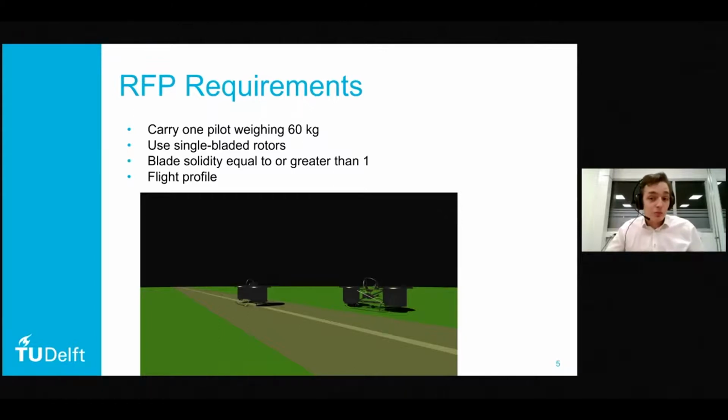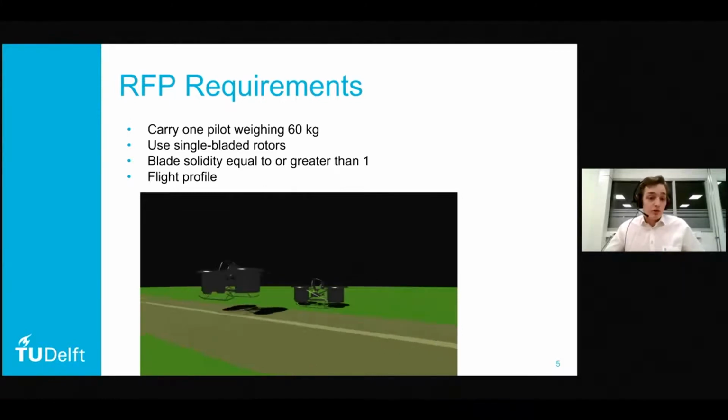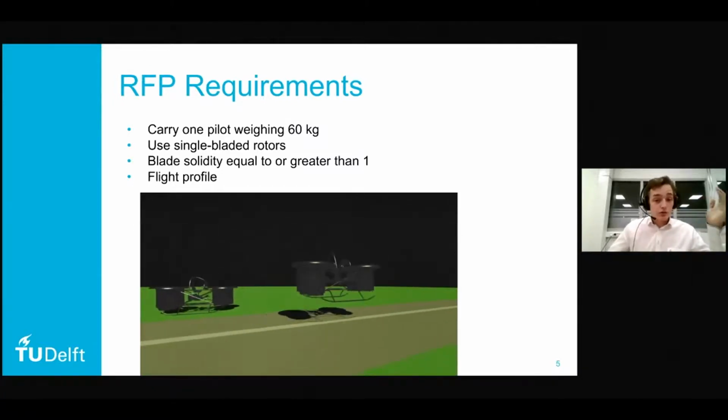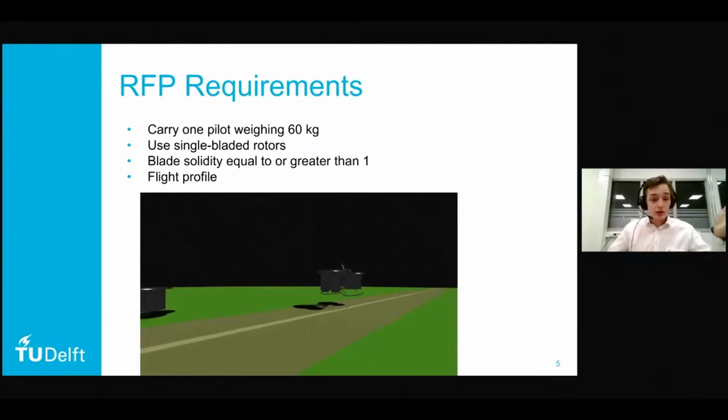We had to design an experimental demonstrator VTOL craft capable of carrying a single pilot weighing at least 60 kilograms. And Da Vinci's aerial screw inspired rotors were required. These were defined as a single bladed rotor, with that blade having a solidity equal to or greater than 1. And to demonstrate this in an animation, the flight mission requirements were extremely low. We just needed to take off, hover for 5 seconds, travel for 20 meters in 1 minute, and then hover again for 5 seconds and land.